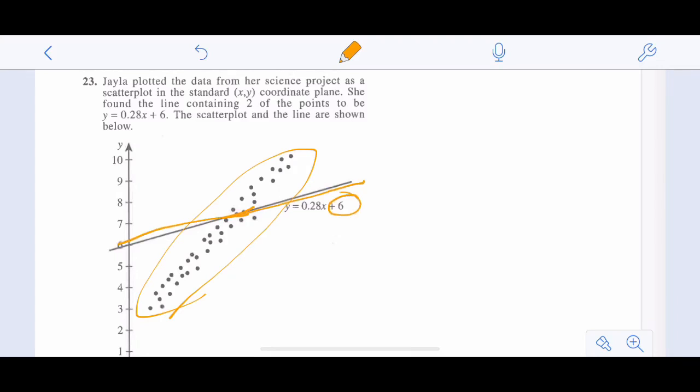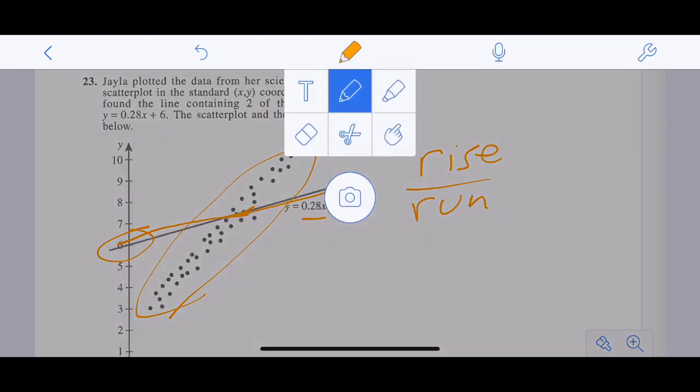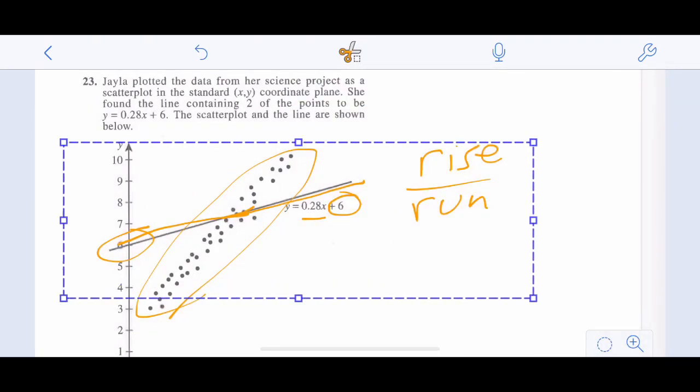So the plus 6 is the y-intercept. 0.28x is the slope, rise over run, or the change in y over the change in x. Okay. So that's the basics there.